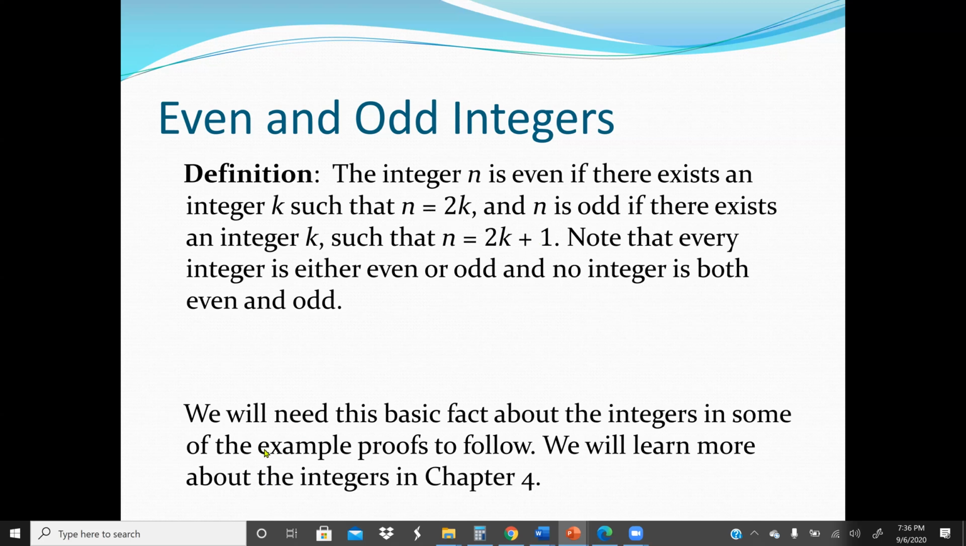So now we will need this basic fact about integers in some of the example proofs to follow. Again, we will learn more about this in chapter 4, especially when we talk about indirect proofs like contrapositive and converse proofs.